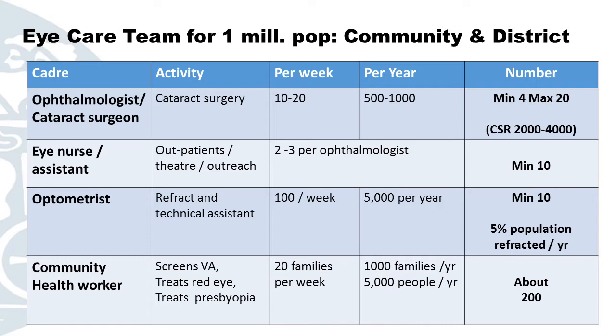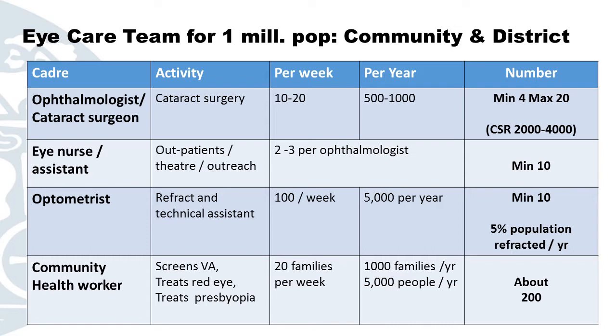And then lastly, community health workers. If we ask one health worker to look after 20 families in a week, and each family's got 5 people, that would be 100 people. So that would be 5,000 people they would look after in a year, which means we would need 200 community health workers per million population.